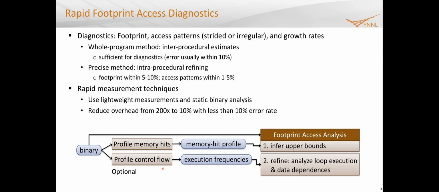The additional precise step on the bottom refines the upper bound using static binary dependency analysis and control flow profile. This method is intra-procedural and calculates the loop and procedure footprint within 5 to 10% error and the access patterns within 1 to 5% error. Our techniques use lightweight measurement and static binary analysis, which reduce the overhead from a factor of 200 to less than 10%.